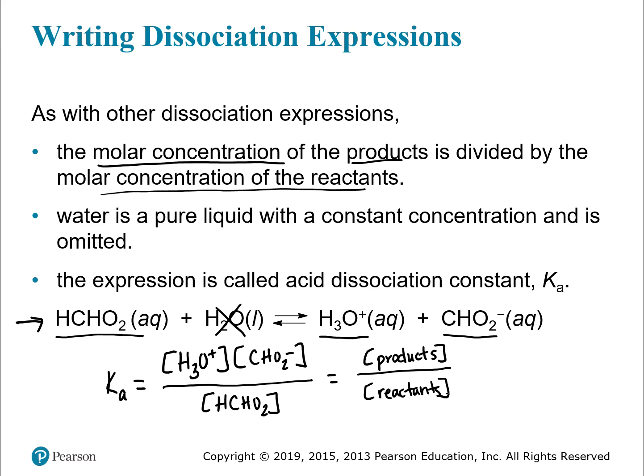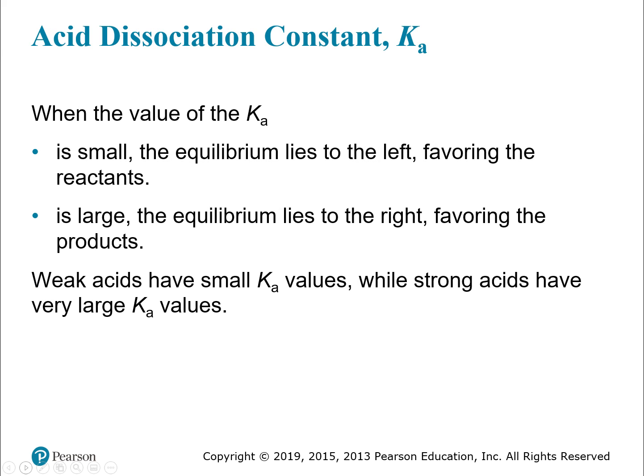But why do we care about dissociation expressions and Ka values? Well, the acid dissociation constant, the Ka, can tell us about the acid itself. If it's a small value, then that means that the equilibrium lies to the left, which means that it favors the reactants. I'm going to write up here what we were looking at before with this equation for formic acid, so we can have some kind of an example.